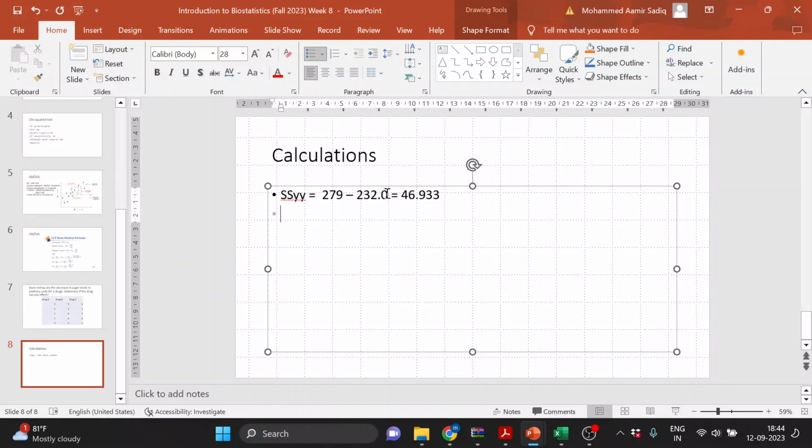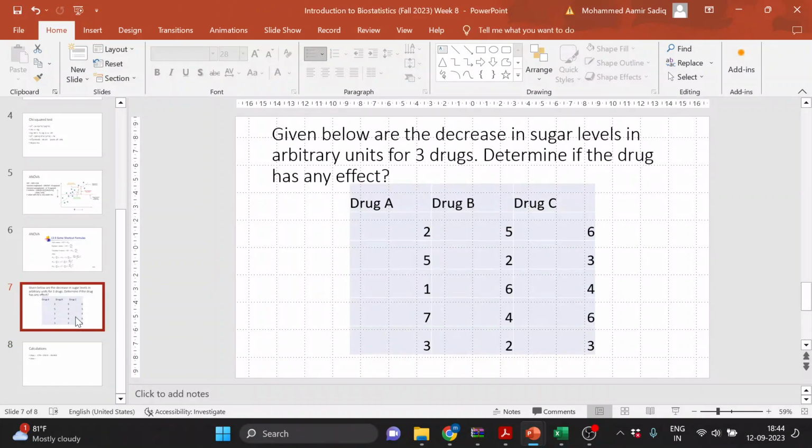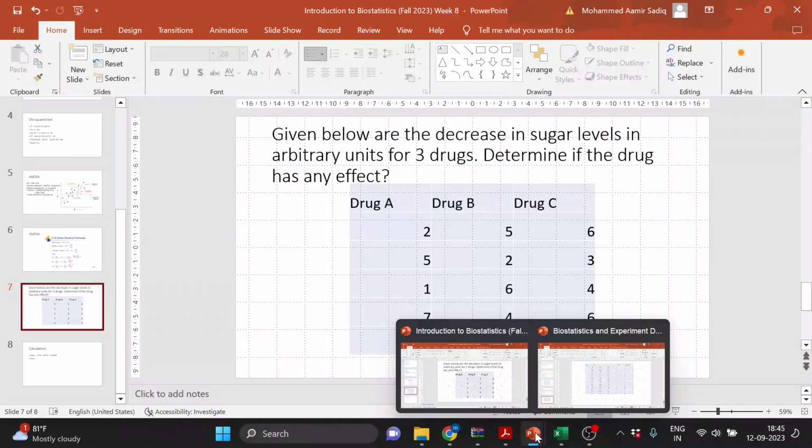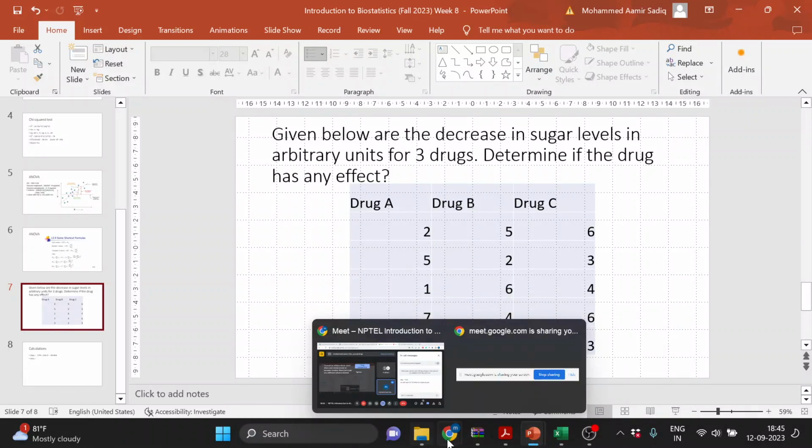Let's write that there. Now what is our SSXX? It's nothing but sigma xi squared. Oh, we have categorical variables here. That means you cannot straight away do this. One second.